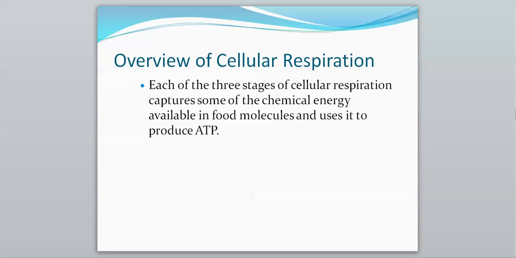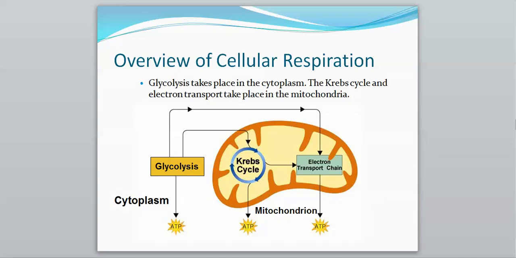Each of the 3 stages of cellular respiration captures some of the chemical energy available in food molecules and uses it to produce ATP. Again, we have our 3 stages: glycolysis, the Krebs cycle, and the electron transport chain. We're not going to remember the individual steps, we just need to know the result of each one, and each part plays an integral role in producing ATP.